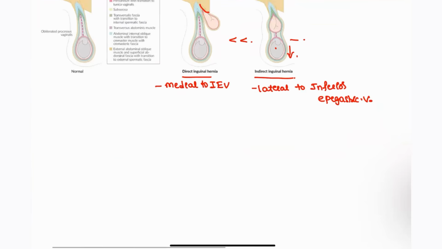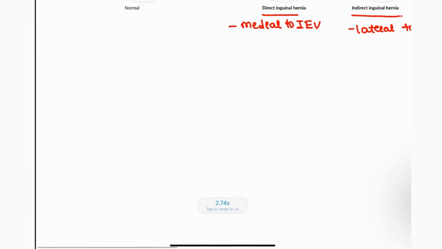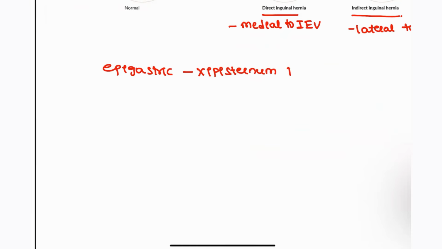Okay, next, there are many other types of hernias also presented. Epigastric hernia is going to come from the xiphisternum region, okay, xiphisternum to umbilicus. Next, umbilical hernia.